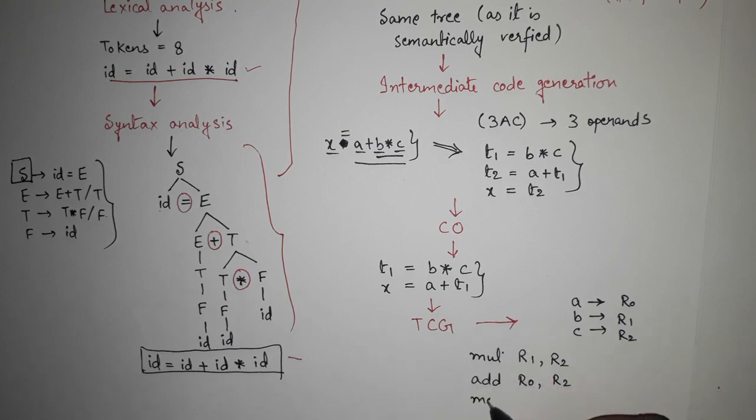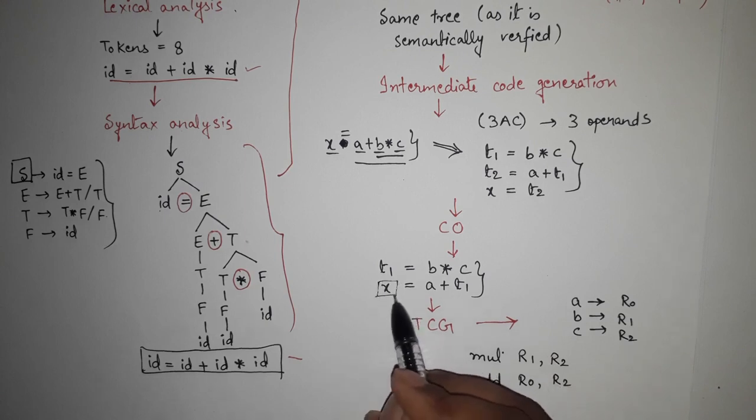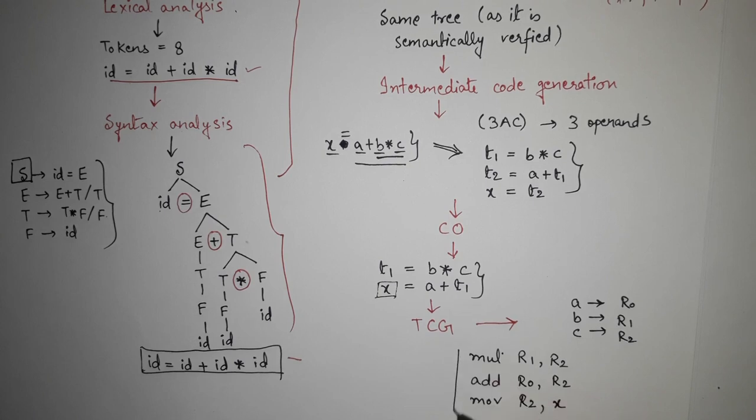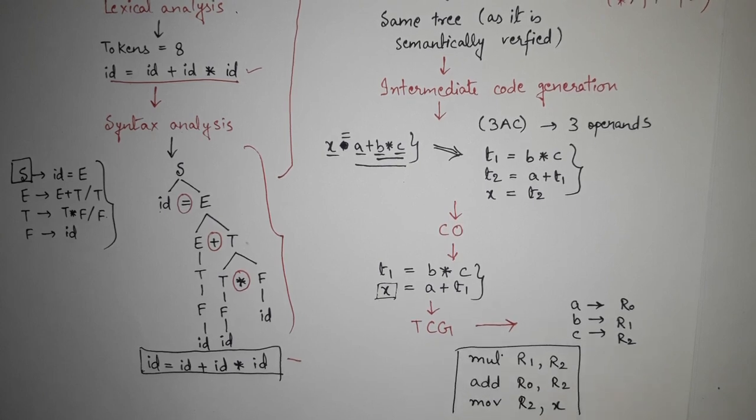And at last we are having the assignment operator. Until now we are working in registers, and at last I have to move the result of the register into our target variable, that is X. So my last step would be MOV R2, because R2 is having the final result. We will move R2 into our variable X. So this is the final assembly code, the target code generation that we require.